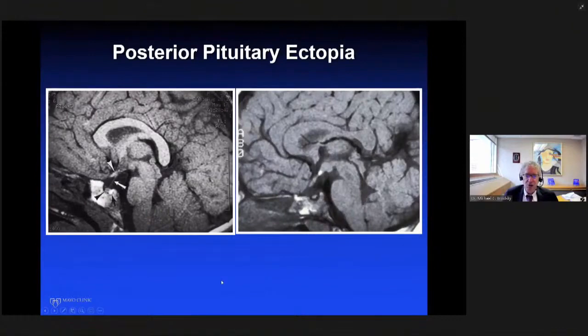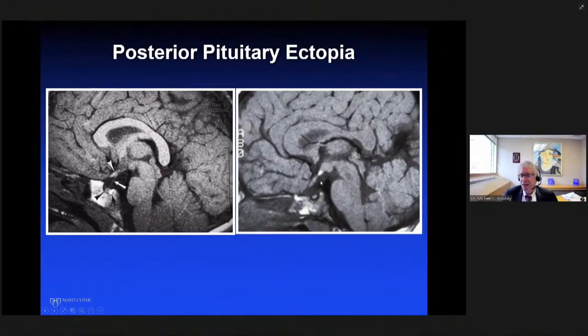MR imaging, fortunately, shows this beautiful sign that just jumps out at you when they have the hormone deficiency. So here's the normal pituitary infundibulum, and you see the bright white posterior pituitary bright spot, anterior pituitary, infundibulum, chiasm. In posterior pituitary ectopia, you get no posterior pituitary bright spot, no infundibulum, and this ectopic posterior pituitary bright spot up there. That means they'll have anterior pituitary deficiency because this ectopic posterior pituitary gland is functioning normally.